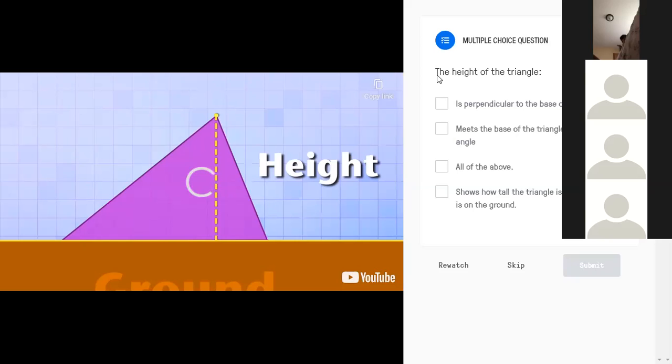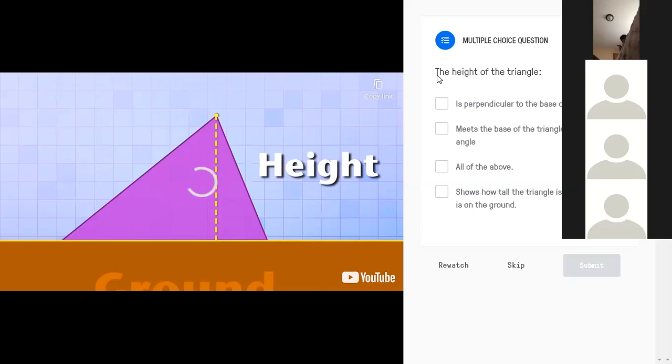So what he's saying is the height of the triangle, and it's going to be one of these, is perpendicular to the base of the triangle. Okay, so perpendicular to the base, meets the base of the triangle at a 90-degree angle, all of the above, or shows how tall the triangle is if the base side is on the ground.